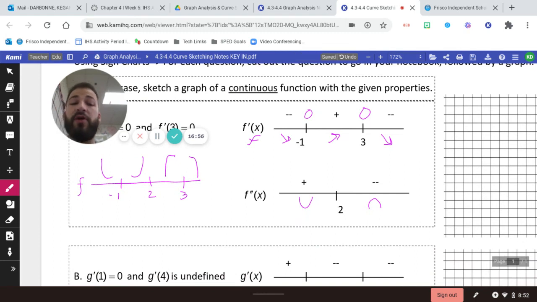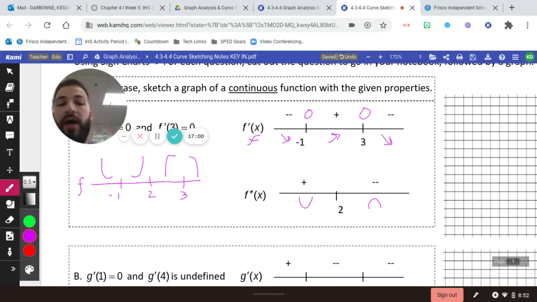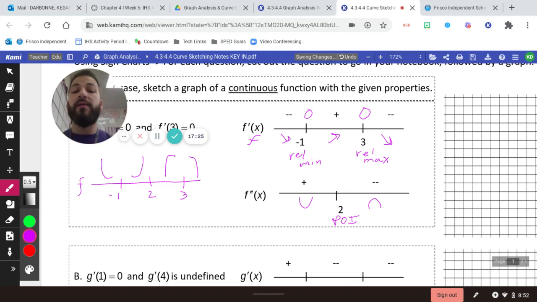Okay, so now I have the general shape of my graph. And then I just wanted to note what's happening at each of these points. At -1, I switch from negative to positive on f prime, which means this is a relative min. At 3, I'm switching from positive to negative on f prime, so this is a relative max. And then at 2, I'm switching between positive and negative, so this is a point of inflection because it's happening on the second derivative.